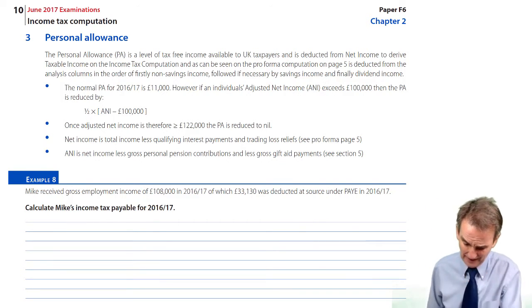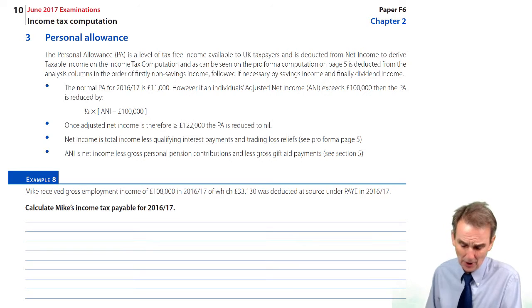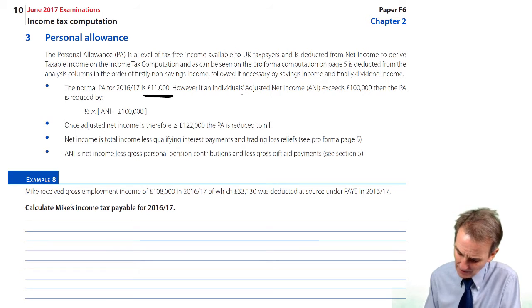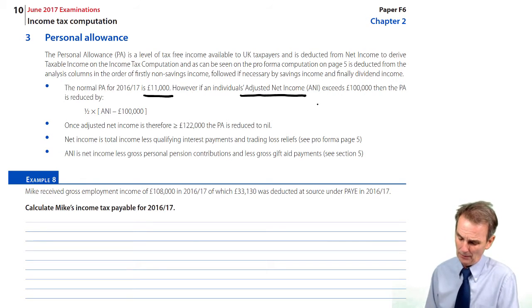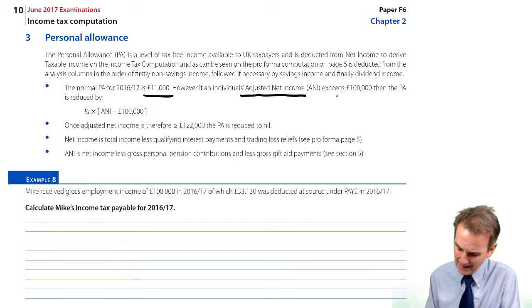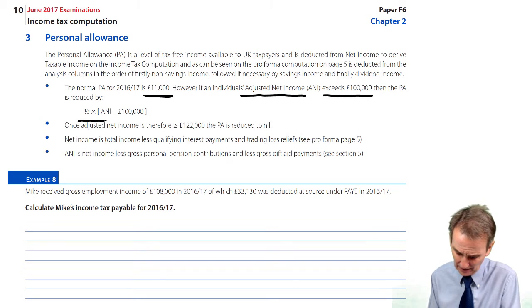So what does our note tell us here? We know what it is and we know the order in which it is deducted. We've seen that on page 5 on the pro forma computation. We've made reference to it many times before: non-savings, then savings, then dividend income. As we know, the normal personal allowance is £11,000 here, but, and here's the issue, if the individual's adjusted net income, we'll refer to that as ANI in our lecture from now on, exceeds £100,000, then we're going to reduce the personal allowance. And we reduce it by this calculation here.